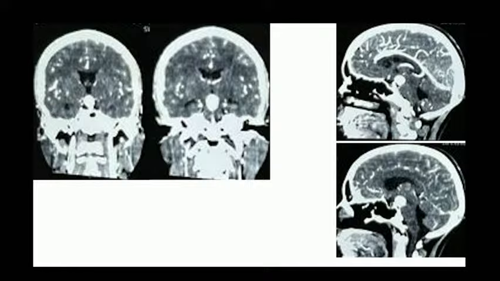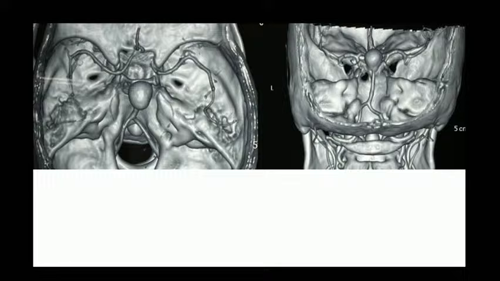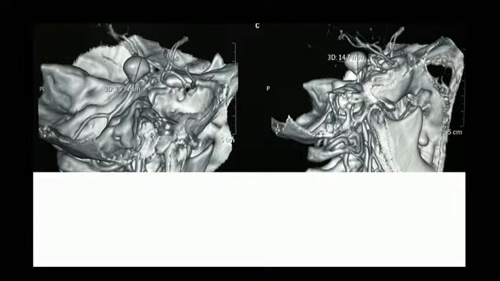And the CT angio clearly shows the dorsum sellae. This is the sella, this is the anterior portion, the anterior clinoids, the posterior clinoids. This is the aneurysm, this is the basilar artery, and the posterior cerebral artery on both sides. So this is the aneurysm which was seen. And on the sagittal image, you can see that the neck of the aneurysm is slightly below the dorsum sellae.